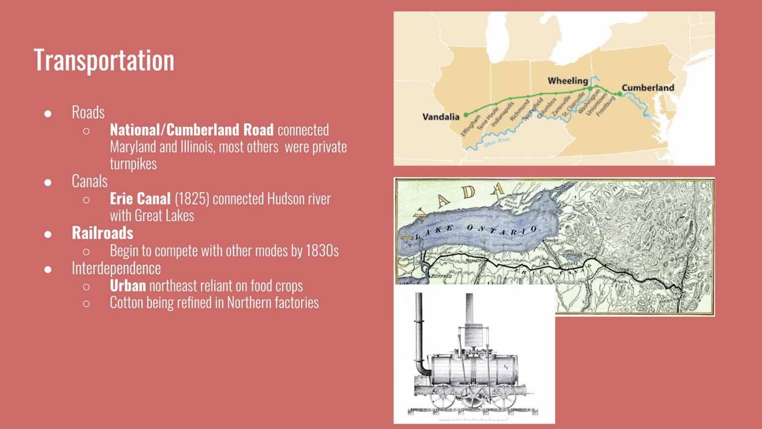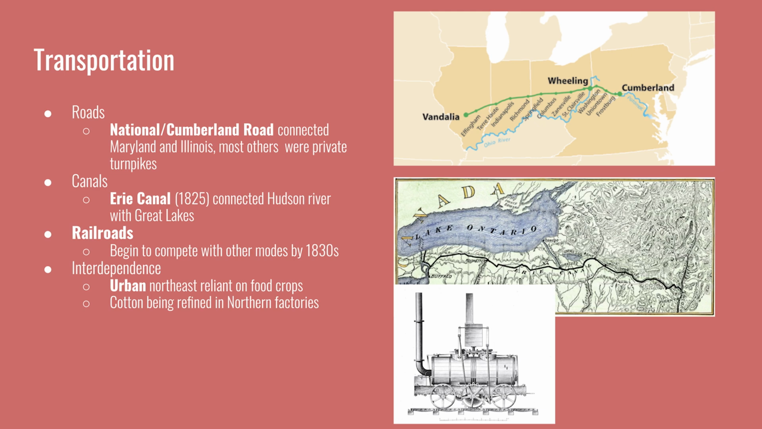Railroads became competitive with other modes of transportation by the 1830s. This, along with steamboats at the early beginning stages, were rather dangerous. If too much pressure built up inside the steam engine, it could actually explode and kill the people on board. However, by the 1830s, the steam engine is perfected and standardized, making it safer.